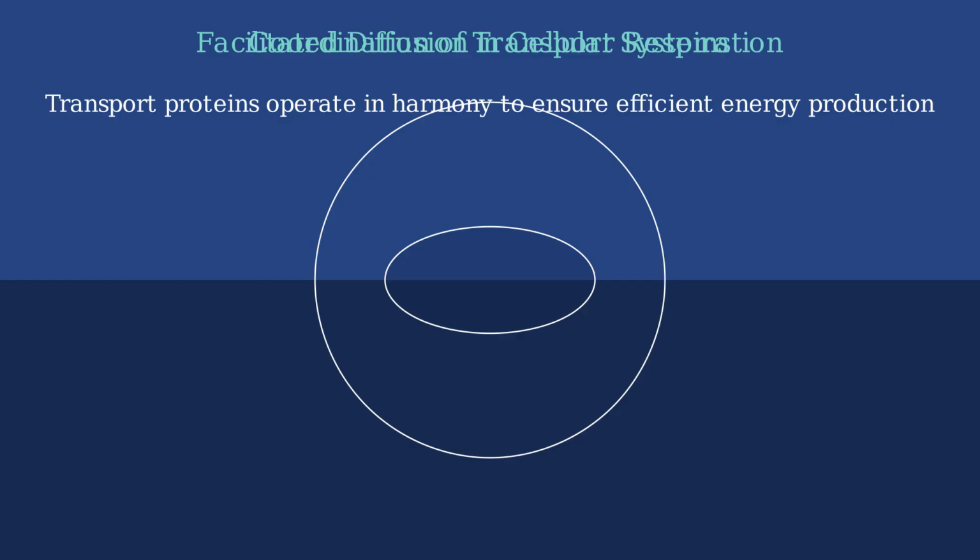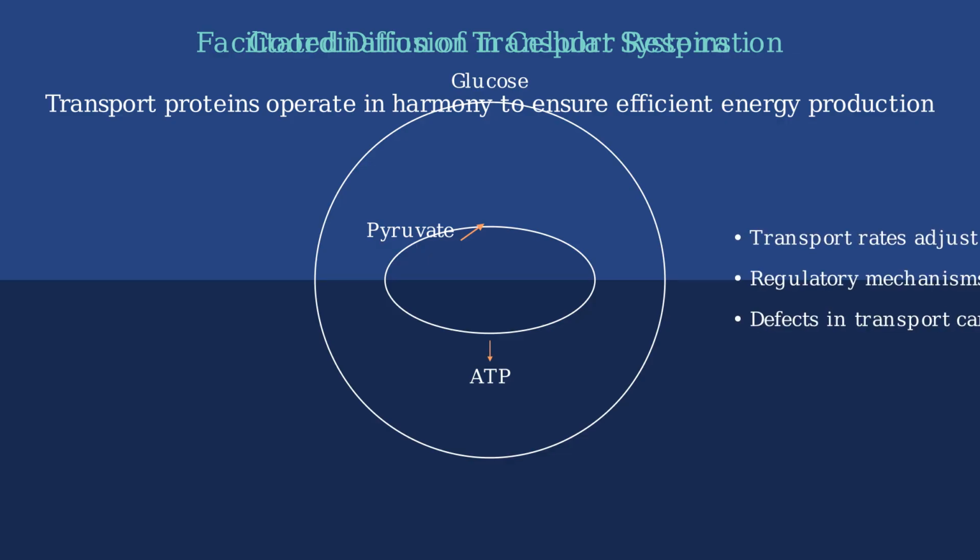The rate of glucose entry must match metabolic demands. Glucose enters the cell, pyruvate moves into mitochondria, and ATP is transported out to power cellular activities. This coordination ensures that energy production meets cellular needs. Transport rates adjust to metabolic demands, and regulatory mechanisms control protein activity. Defects in any of these transport systems can disrupt energy production and lead to metabolic disorders.